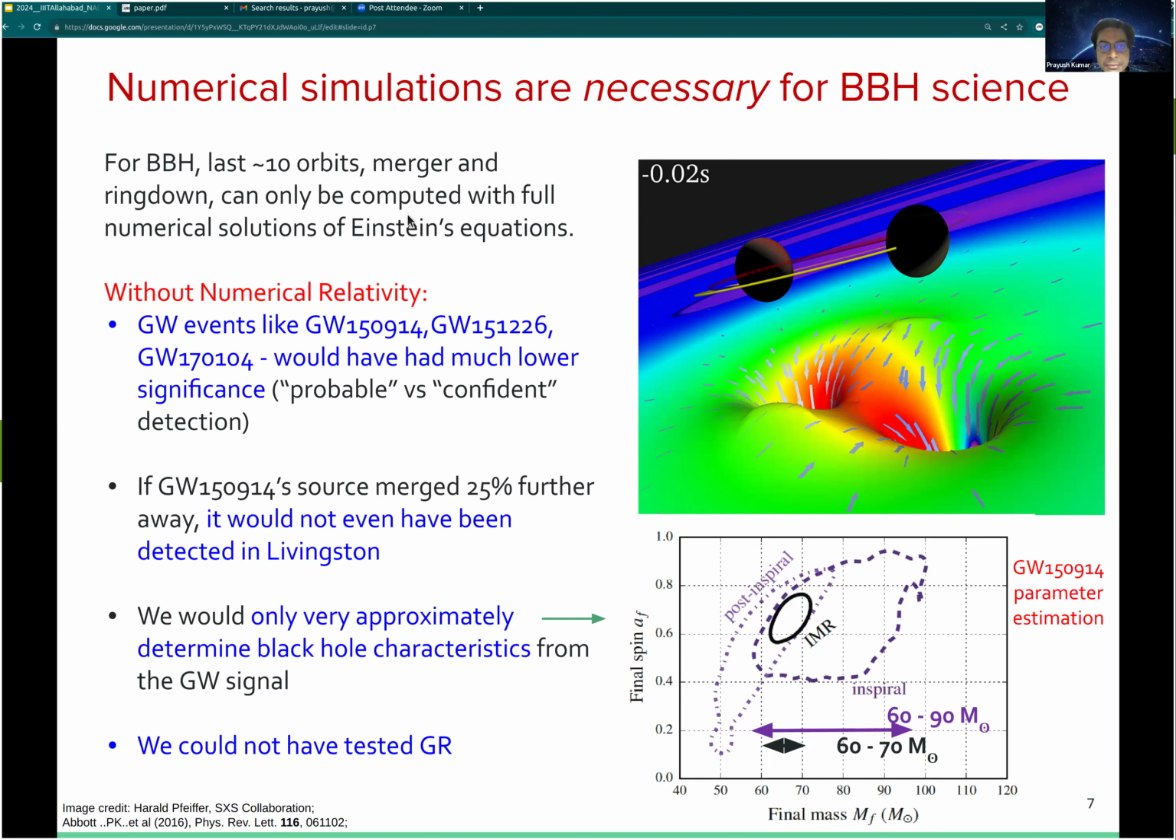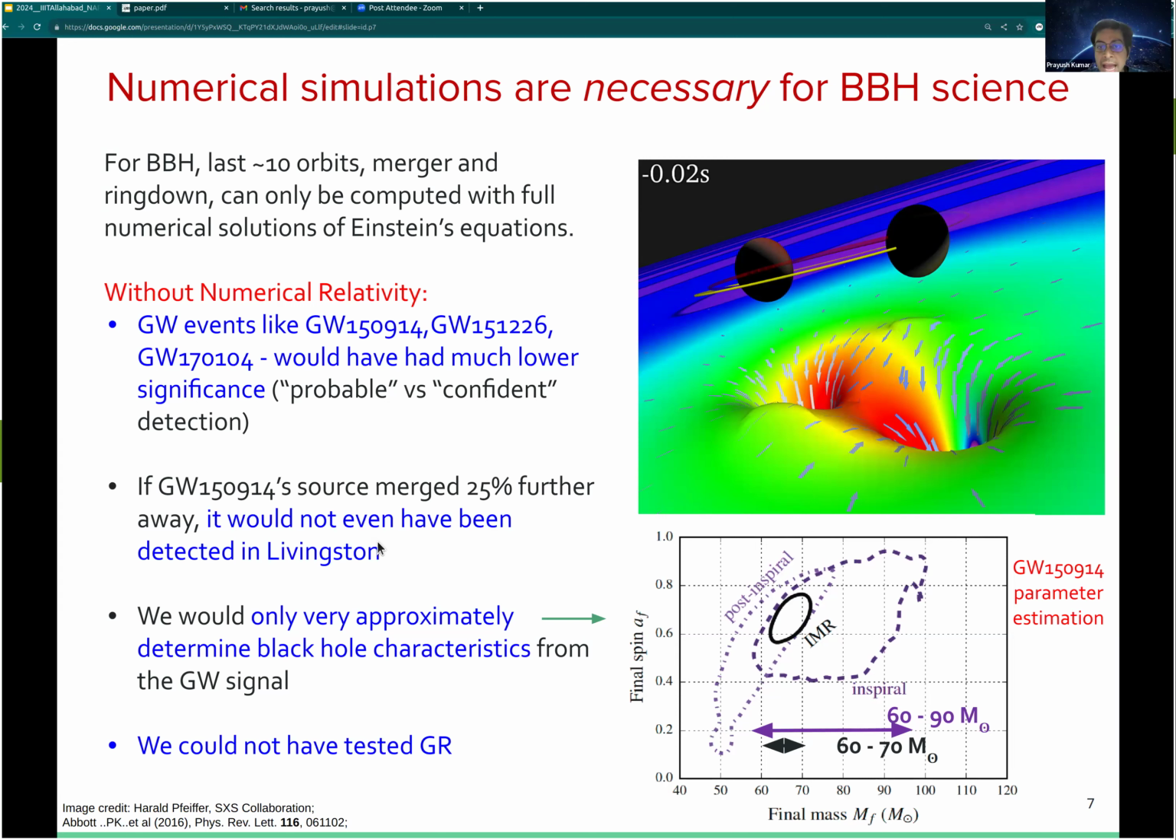In fact, without using numerical simulations, many of our iconic GW events, like the very first one, GW150914, and some others, would have been detected with much lower significance, sufficiently low that we may not even be able to claim them as the first detection, for example. And if the GW150914 source had been just a quarter further away than it was, it would not have been seen in Livingston at all, and therefore it would not have had any detection for that event.